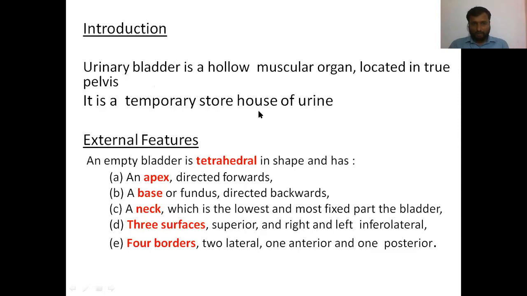It's a temporary reservoir of the urine. Where is it located? It is located in the pelvis, and it's a muscular organ. Okay. And its external features.